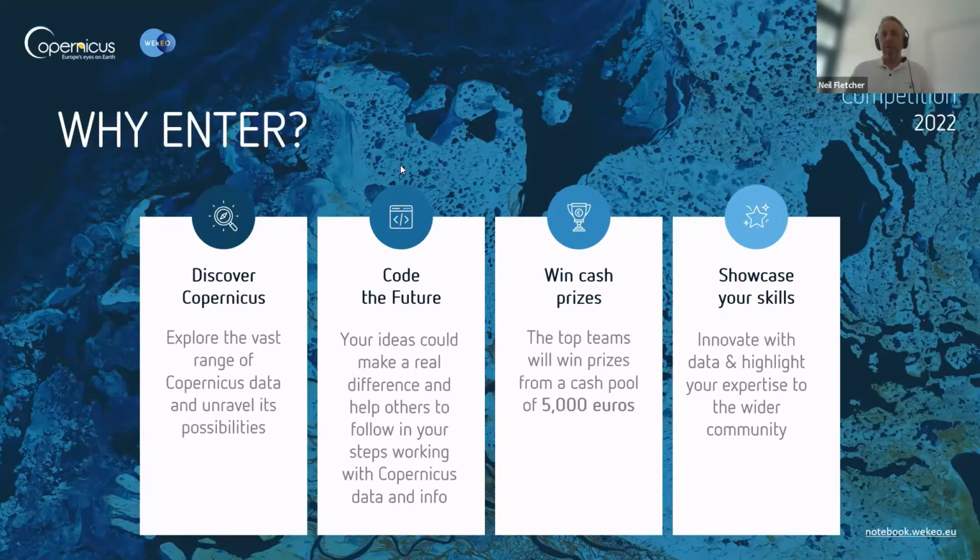The other point is that the ideas that you create in your notebook, we want them to help other people to develop their own work and develop notebooks. So your work could really help to inspire people to make more of Copernicus data, so we can learn more about the Earth and the atmosphere and the oceans. The third thing is obviously there are cash prizes. We've got a cash pool of €5,000 for the best notebooks. And then finally, it's an opportunity for people to do innovative things with Copernicus data, and also to highlight your experience to the wider community.